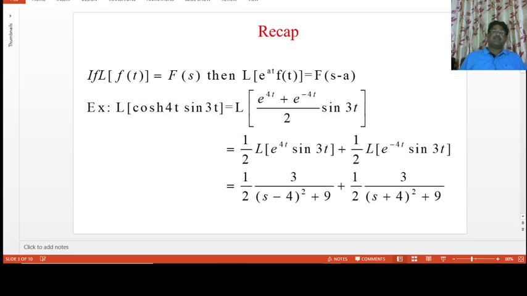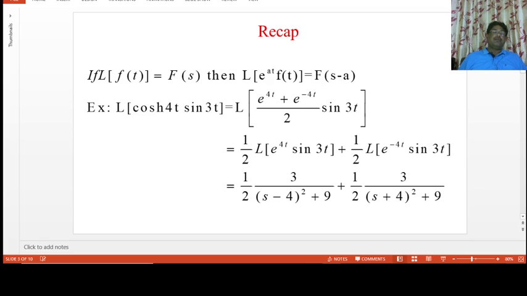In the previous class, we have done the first shifting theorem. What is that first shifting theorem? If L of f of t is equal to F of s, then L of e raised to at f of t is F of s minus a. We will discuss some more examples in this session.